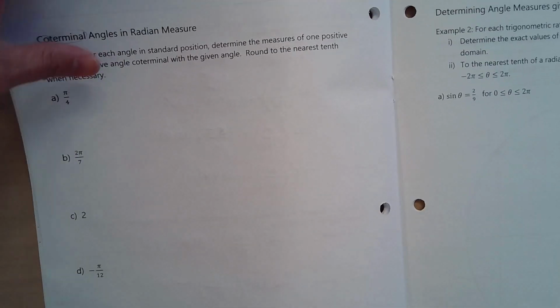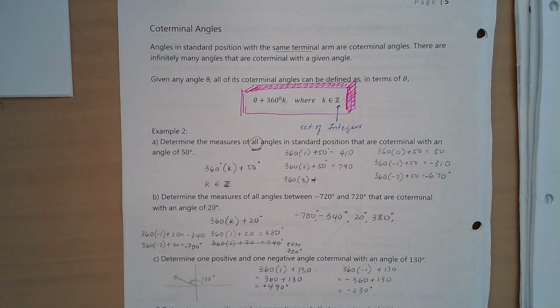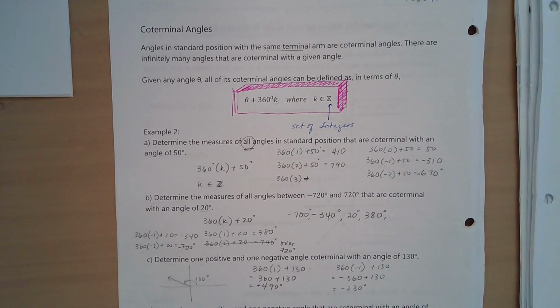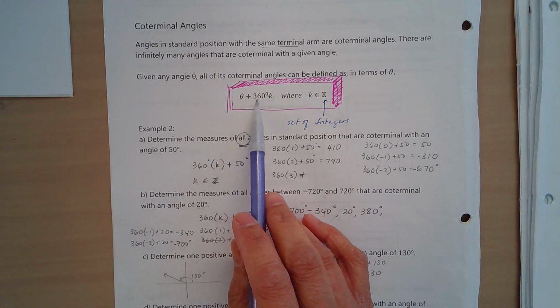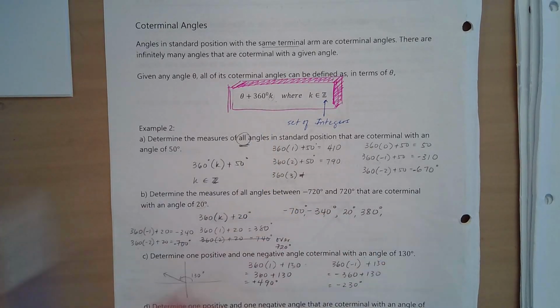Now where did we talk about coterminal? Let's go back to when we first talked about coterminal angles. That was in lesson 1, right? Coterminal angles would be theta plus 360 degrees times k. K tells us how many full rotations we need to do.